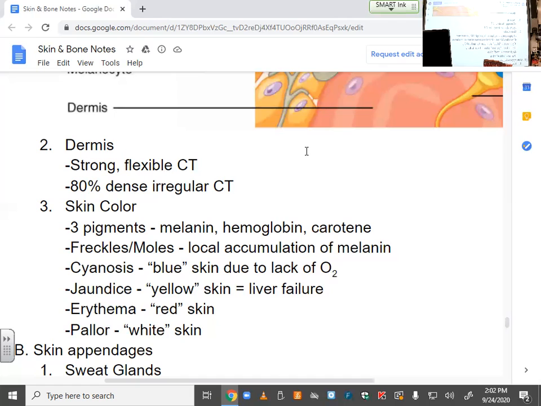All right. So cyanosis, blue skin, and your lack of oxygen. Jaundice. That's another thing we're talking about with babies. Yellow skin, two times you see jaundice. You'll see jaundice as babies because the liver isn't, not that it's failing, but it just doesn't have as much practice. And you need to activate that vitamin D.